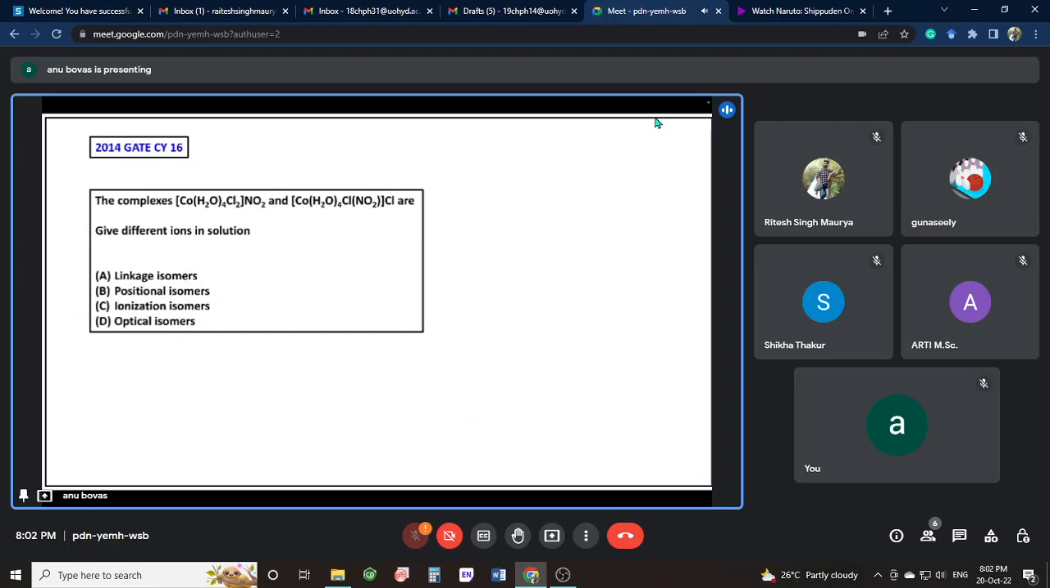Mostly in the next class I will be dealing with isomerism, Tollens reagent and all. It is going to be 8 o'clock, so I will just tell you the question. The complexes [Co(H2O)4Cl2]NO2 and [Co(H2O)4ClNO2]Cl are given. So this is the question.